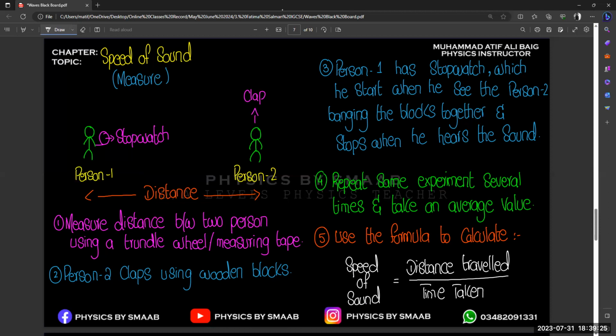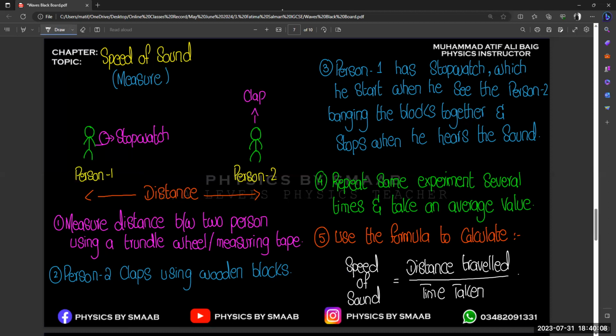This is the experiment, a very simple experiment to measure the speed of sound in our daily life. Any confusion? No. Okay, so this is a very simple experiment. We can also perform this experiment with different instruments, like an alarm clock. We measure the distance between the alarm clock and our stopwatch, and we start our stopwatch when the time is completed and the bell rings on that clock. That also helps you find the speed of sound, right?